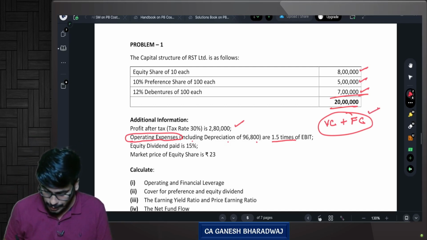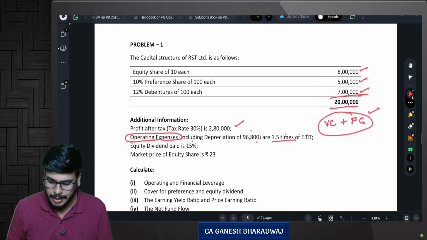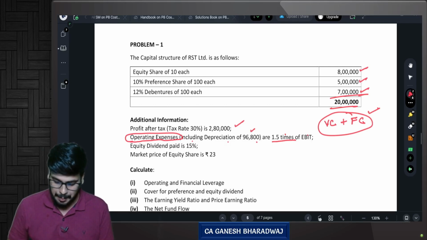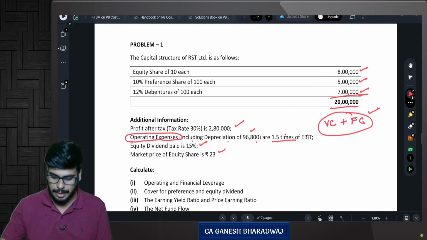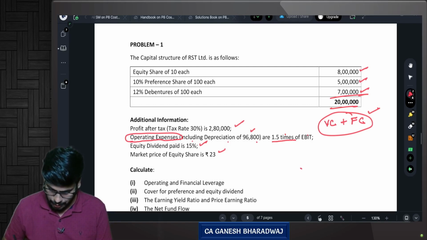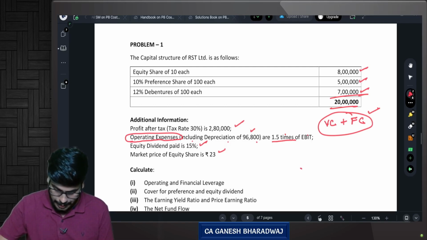Those two put together is 1.5 times your EBIT, and this includes depreciation of 96,800. Then equity dividend paid is 15%. The market price of equity shares is 23 rupees. Now, what have they asked? What is the required part in the question? So they have asked to calculate what?